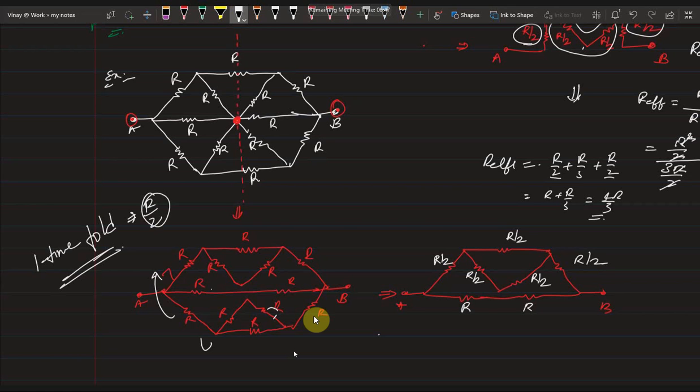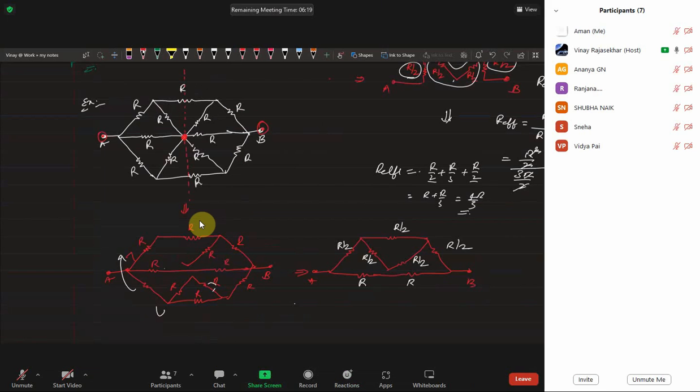Now, please remember, upper part and lower part are same. Both are same. If upper part and lower part are same, then we can fold this circuit. If you fold the circuit, just see students, lower part, upper part, all are same. Then if you fold the circuit, this lower part is going to touch this resistor on upper side.